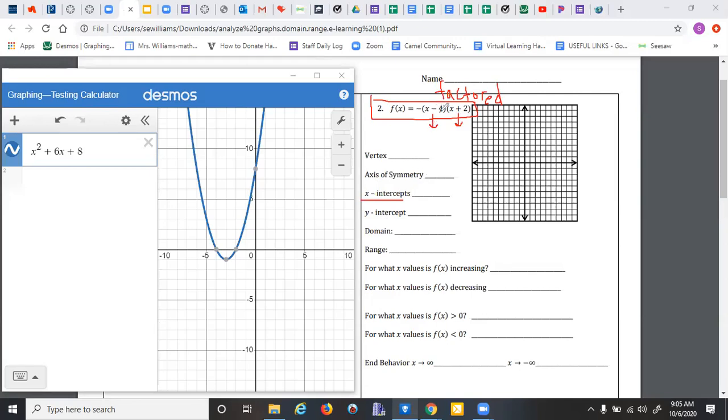You have to do the opposite. So -4 becomes +4 and +2 becomes -2. Very good.